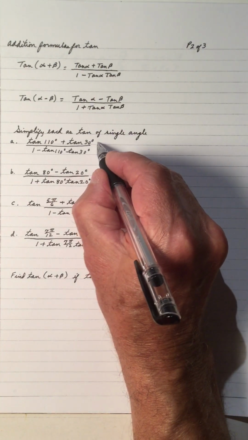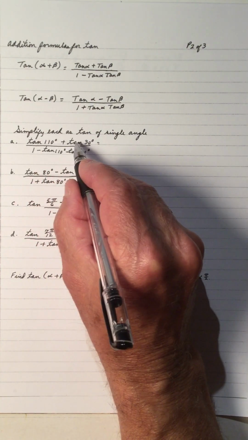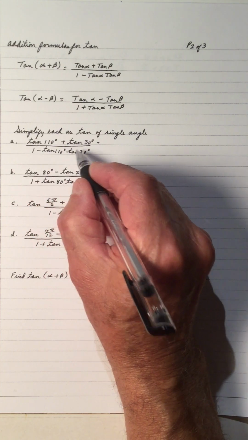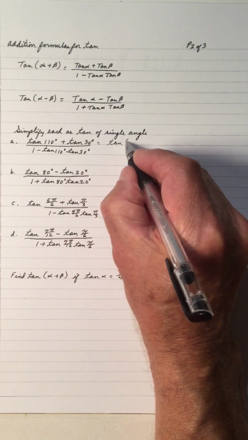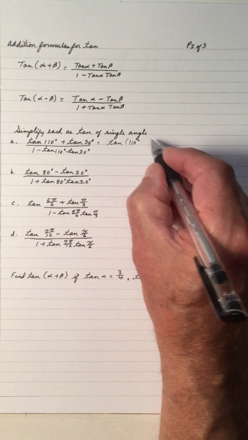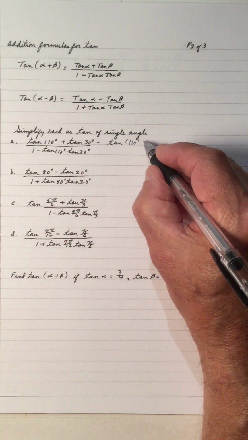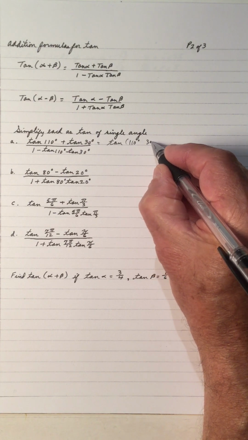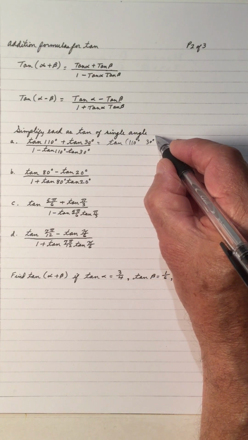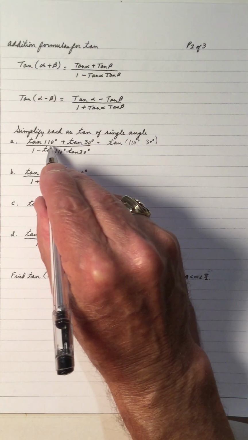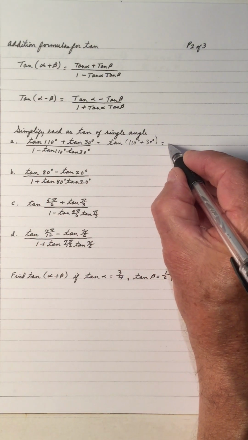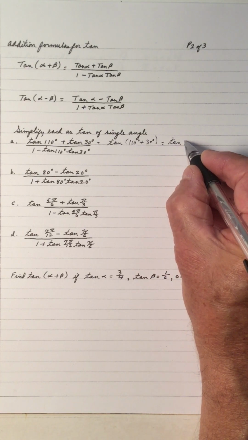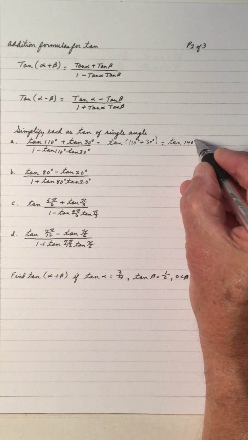So this one is the tan, 1 minus tan. So that's a tan formula, and the angles are 110 and 30. That means if we have a plus on top, there's a plus in the angle. So this comes out to be the tan of 140 degrees.